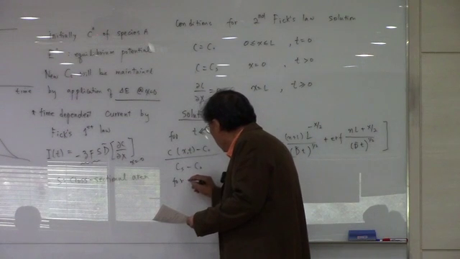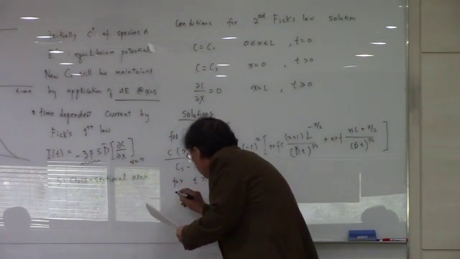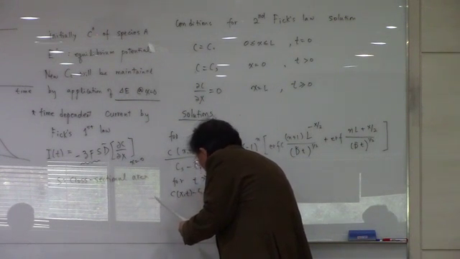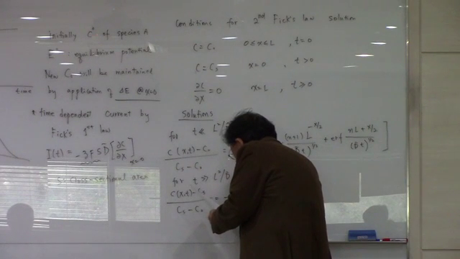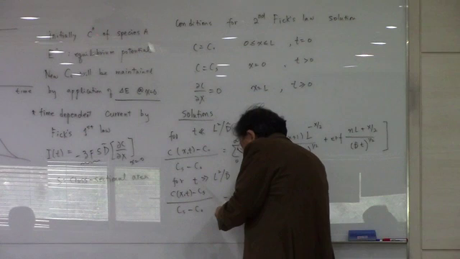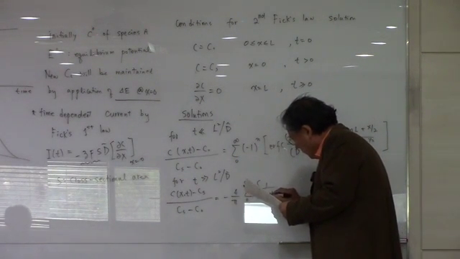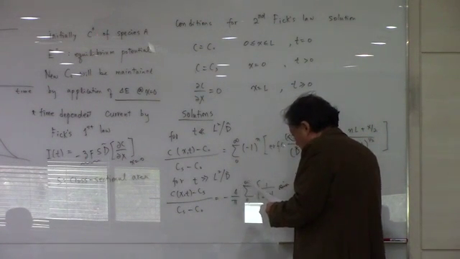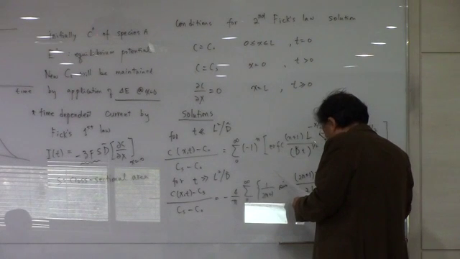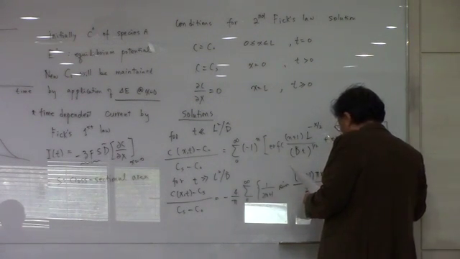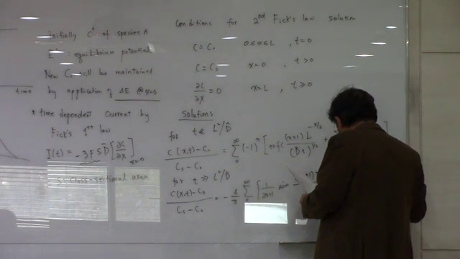And for time greater than L square over D, then we're going to have another solution for this, which is C(x,t) minus CS over C naught minus 4 over pi, a sine series.